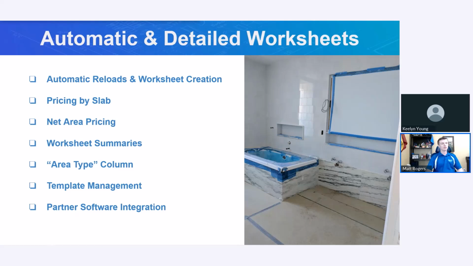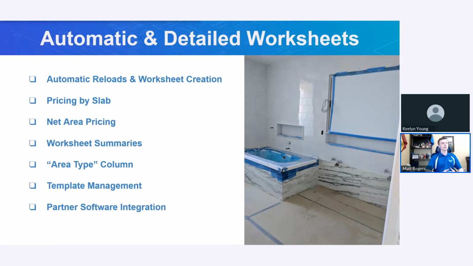We have some other updates to the worksheets in here as well. We can see the worksheet summaries. This is just a nice little addition to the worksheets. We'll be able to see this once we get into the demo here. But on every worksheet, we can include that worksheet summary. It's going to include a nice little summary at the bottom with our subtotals, our tax, and different quantities like that. We do have an additional column that we've added in here as well, the area type column. This is a nice way to separate different pieces that we have in our program.